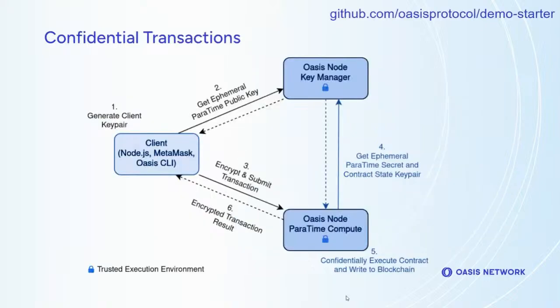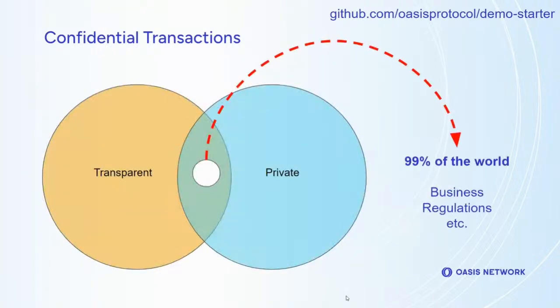So this is some information on how confidential transactions work. For the purposes of this demo, I won't be going into it just because I think, if you guys have questions on it, you can always come to the Oasis Discord, and we can go over exactly how encryption, decryption, and all that works on the node side. But I don't think that's necessarily relevant for today. This is a slide where it's basically going over, again, what I just talked about, where 99% of the world operates in some middle ground between transparent and private.